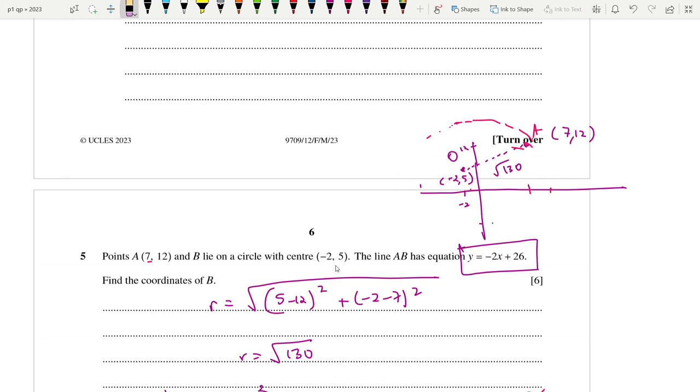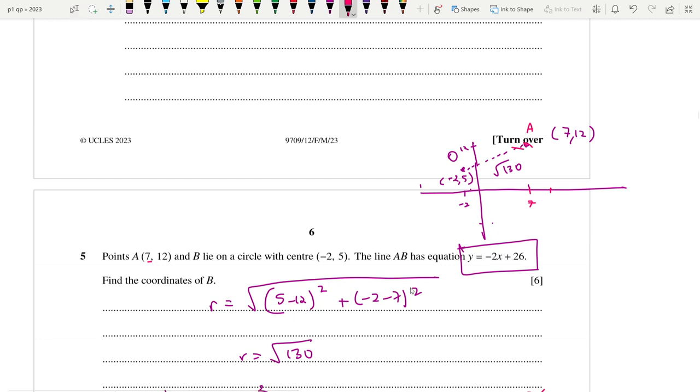Simply put, this is the diagram that I drew. Points A (7, 12) and B lie on a circle with center (-2, 5). So (-2, 5) is the center of the circle, and this point over here, (7, 12), is a point on the circle, point A. The line AB has equation y = -2x + 26. Find the coordinates of B.